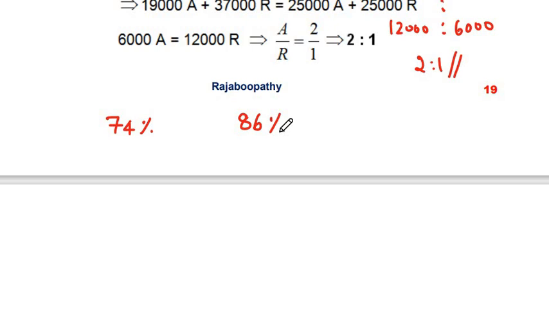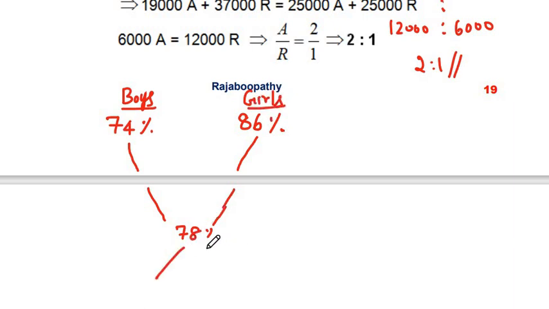The average marks of the entire class is 78%. What is the ratio of boys to girls?